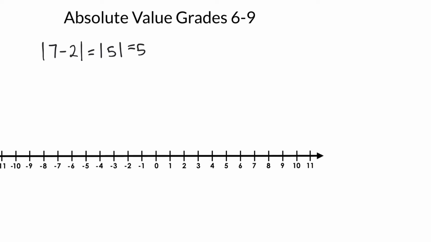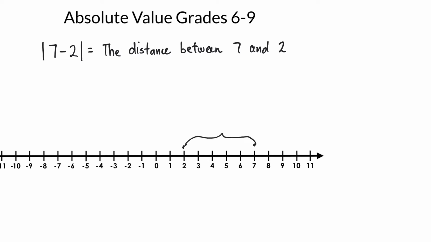But also, in 7th grade, you're asked to read this. What does this literally mean? This means the distance between 7 and 2. And that distance between 7 and 2, well, if you have 2 here and you have 7 here, this distance right there would be 1, 2, 3, 4, 5, would be 5. And that's why the absolute value of this is 5. It's that distance between the two numbers.